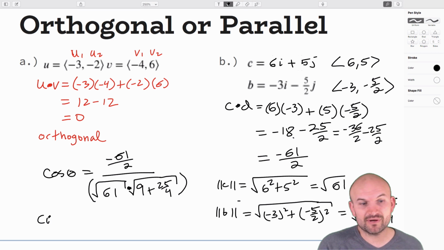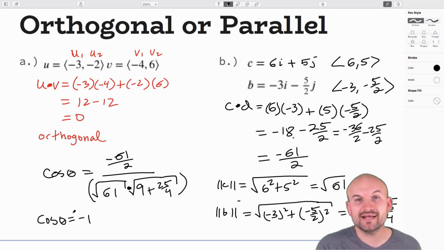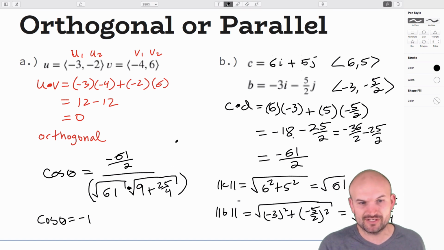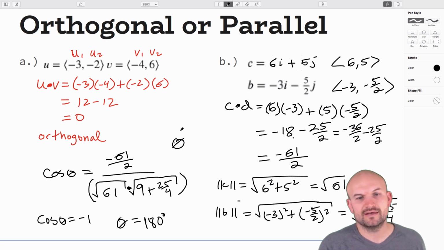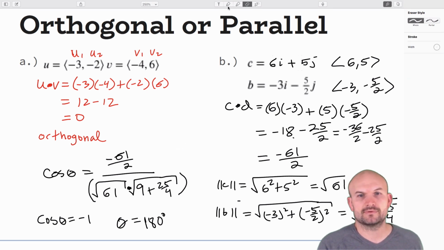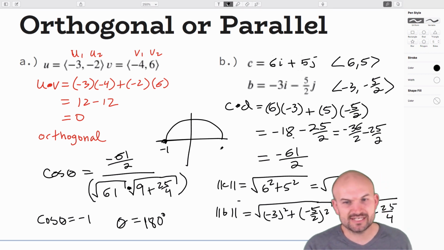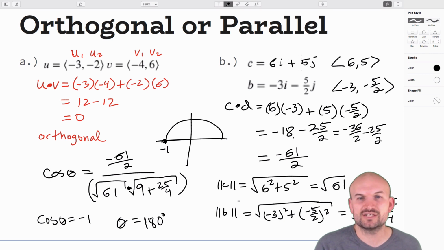Interesting. Well, remember, if cosine of theta is equal to -1, that means those vectors go in opposite directions. So therefore, the angle between the two vectors, theta, is going to equal 180 degrees. Let me just draw this real quick. If you have 180 degrees, you can see that these vectors are going in opposite directions. So there's going to be a -1. So you can see they're going in opposite directions. So therefore, these are considered parallel.